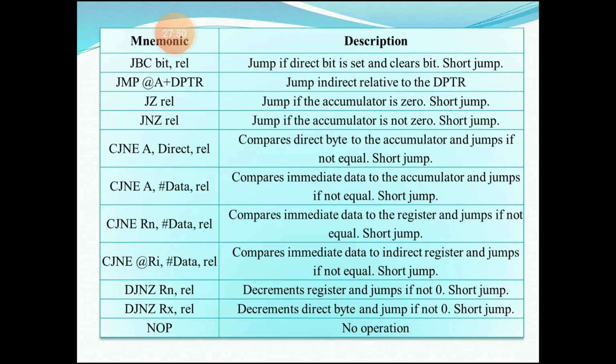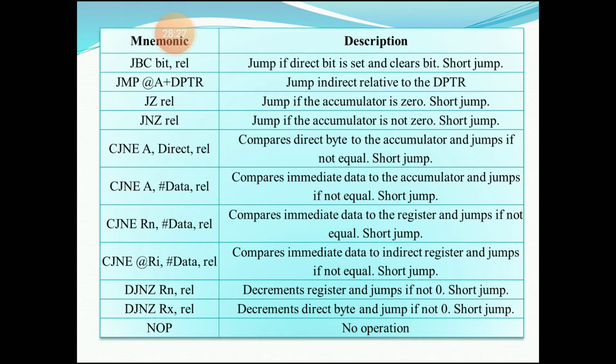CJNE A, direct, relative. This instruction compares the content of the accumulator with the content of the direct address. If both are not equal, it transfers the control to the specified address. CJNE A, #data, relative. This instruction compares the content of the accumulator with the data specified in the instruction. If both are not equal, it transfers the control to the specified location. CJNE Rn, #data, relative. This instruction compares the content of the Rn register with the data specified in the instruction. If both are not equal, it transfers the control to the specified address.